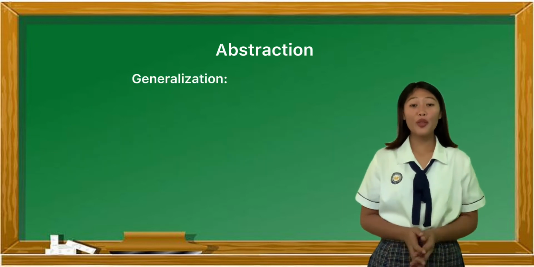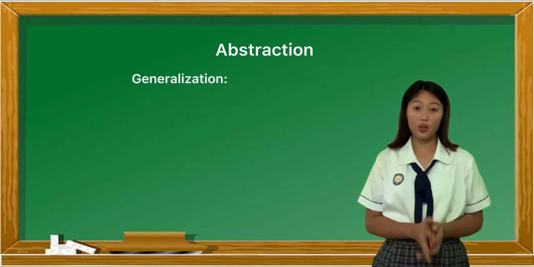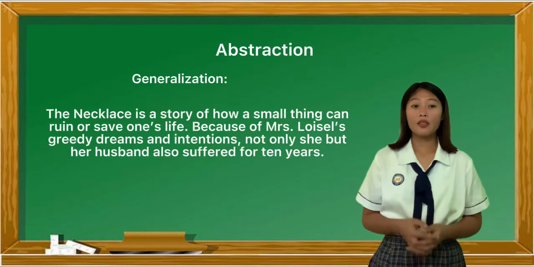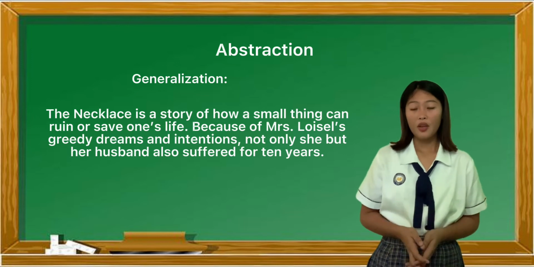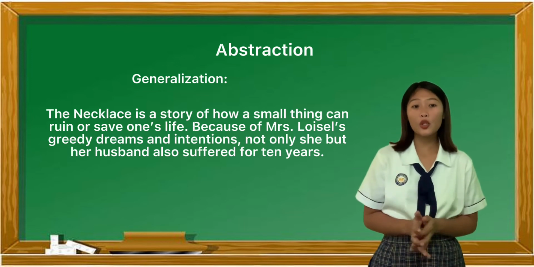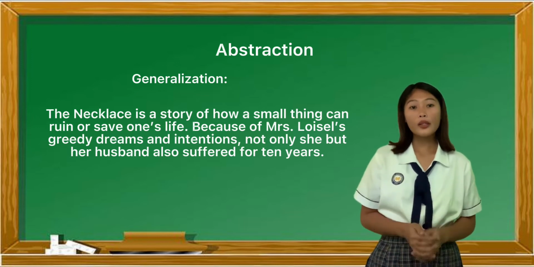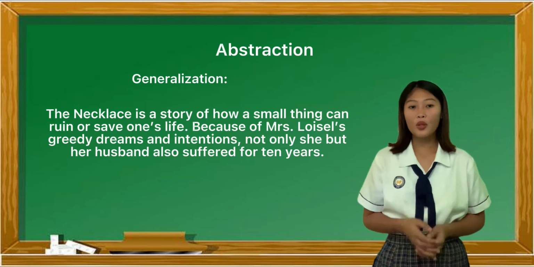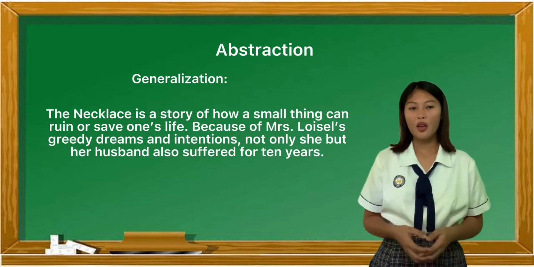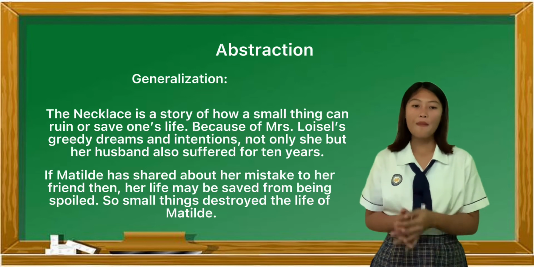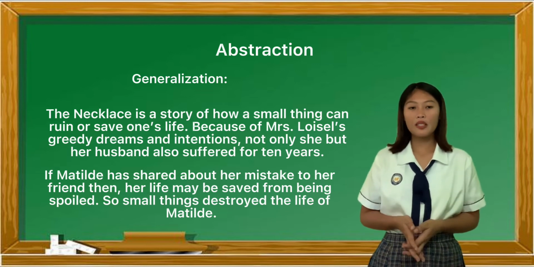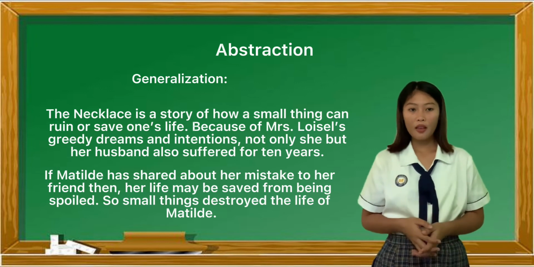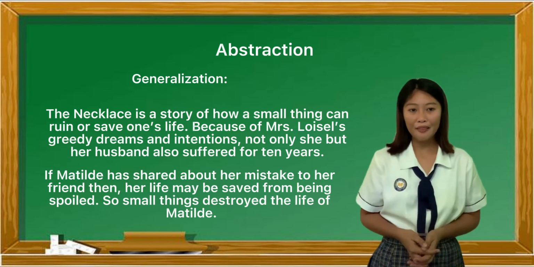Okay class, what do you think is the generalization of the story? The Necklace is a story of how small things can ruin or save one's life. Because of Mrs. Loisel's greedy dreams and intentions, not only she, but her husband also suffered for 10 years. If Mathilde had shared her mistake with her friend, then her life may have been saved from being spoiled, right? So small things destroyed the life of Mathilde.